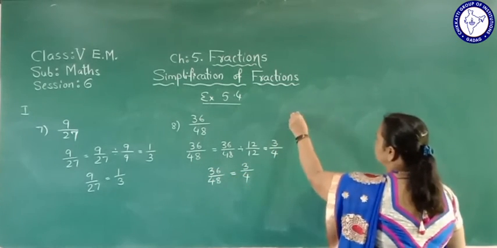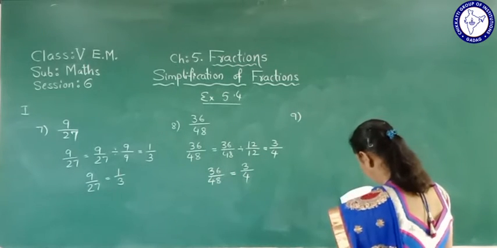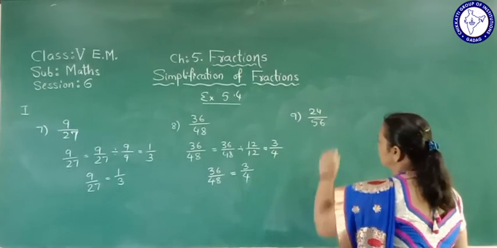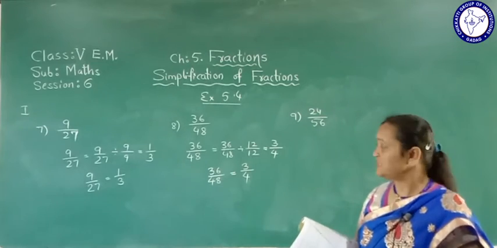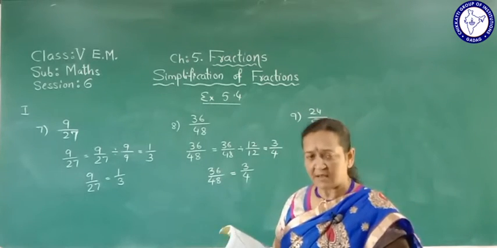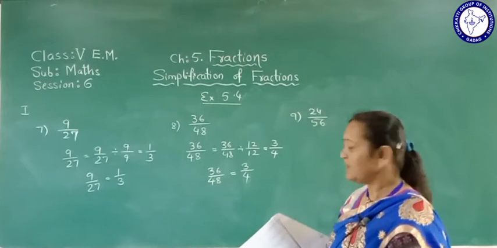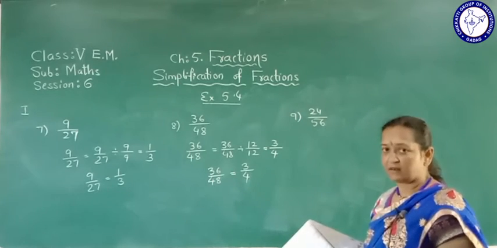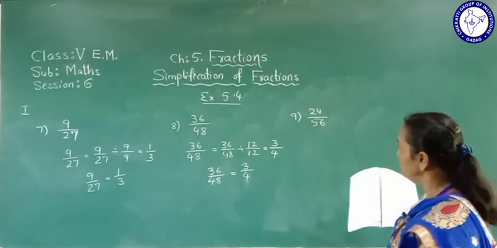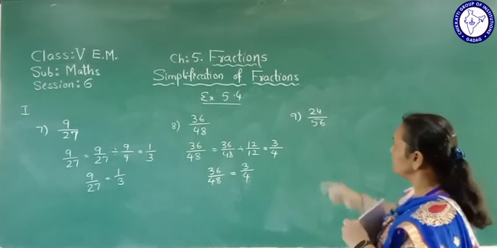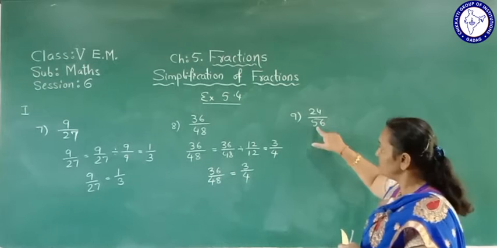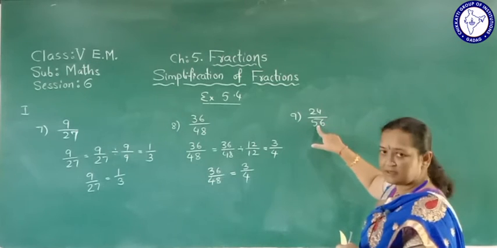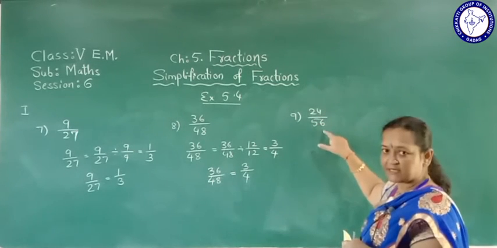Then ninth question, it is 24 by 56. 24 and 56, in which table we find? 2 table? Yes. Then 3 table? Check. In the 3 table we find 24, but 56 we won't get in the 3 table. 4 table? Yes, in the 4 table also we find them. 4 6s are 24 and 4 14s are 56. Yes. Or 24 and 56, which table do we find?